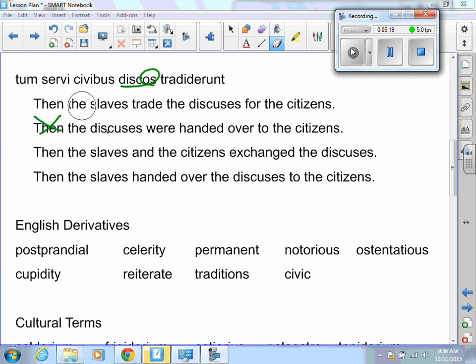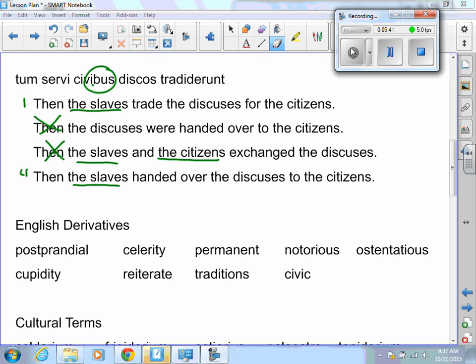Okay, and the difference between 1, 3, and 4. Okay, I have slaves as the subject, slaves as the subject, slaves as the subject. I have citizens also being used as a subject. I look at quibus, it has ibus. No way it can be the subject, so I can eliminate number 3.